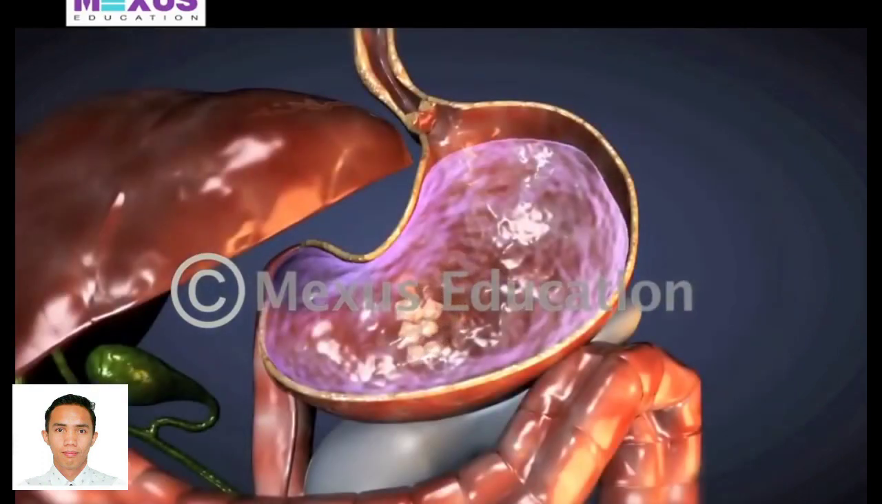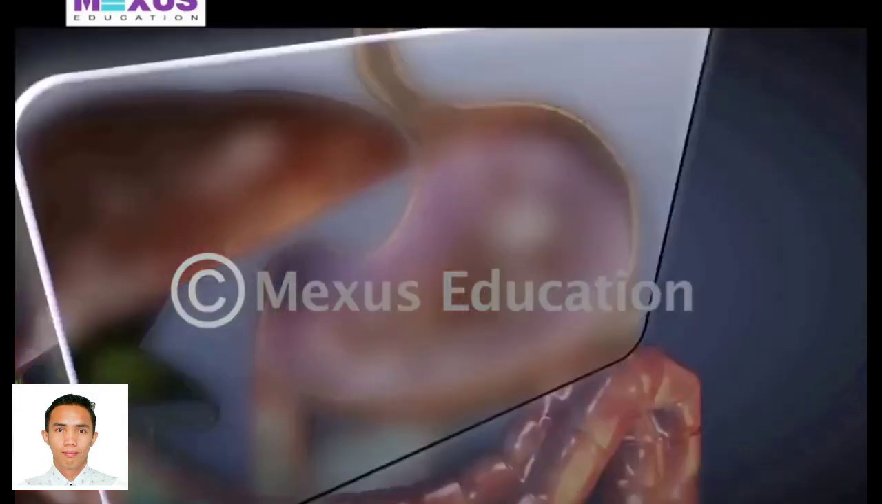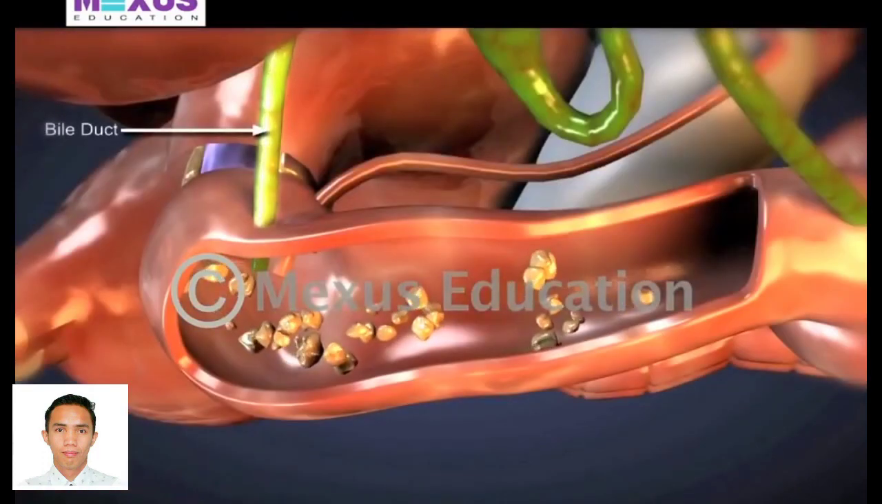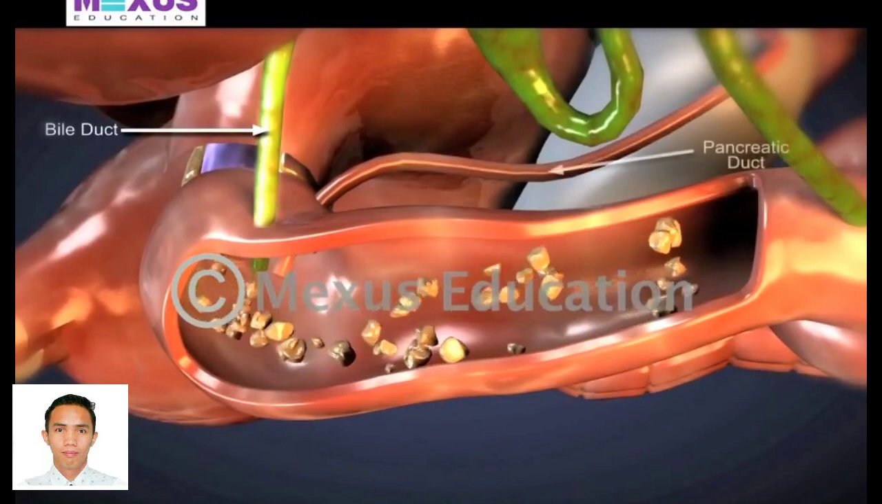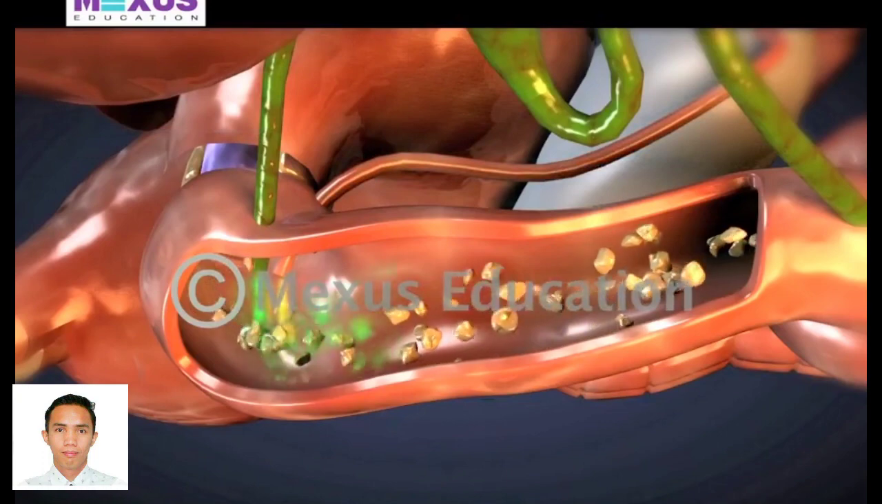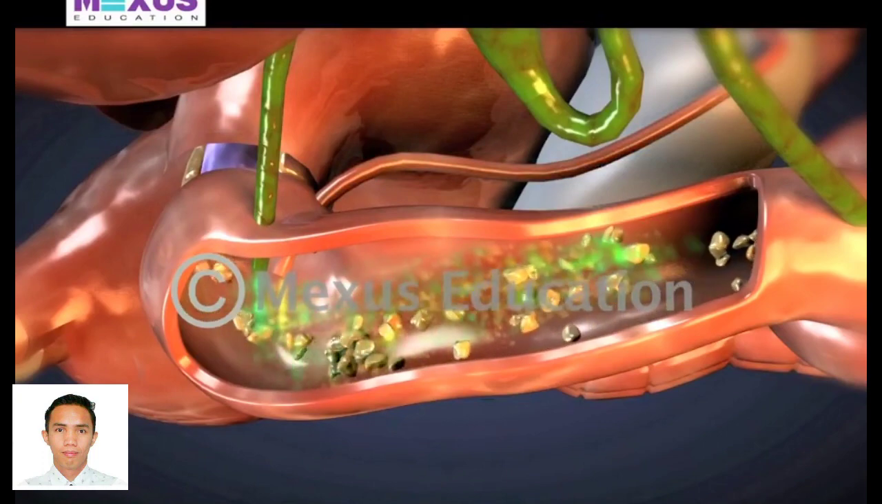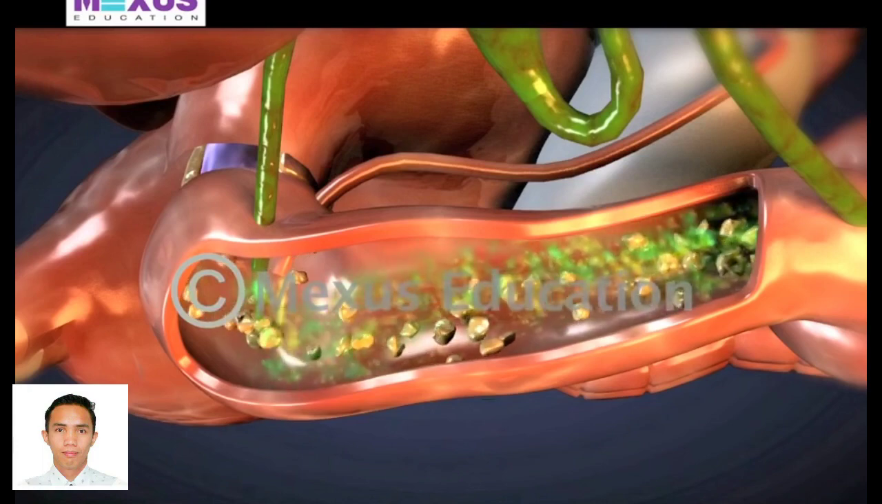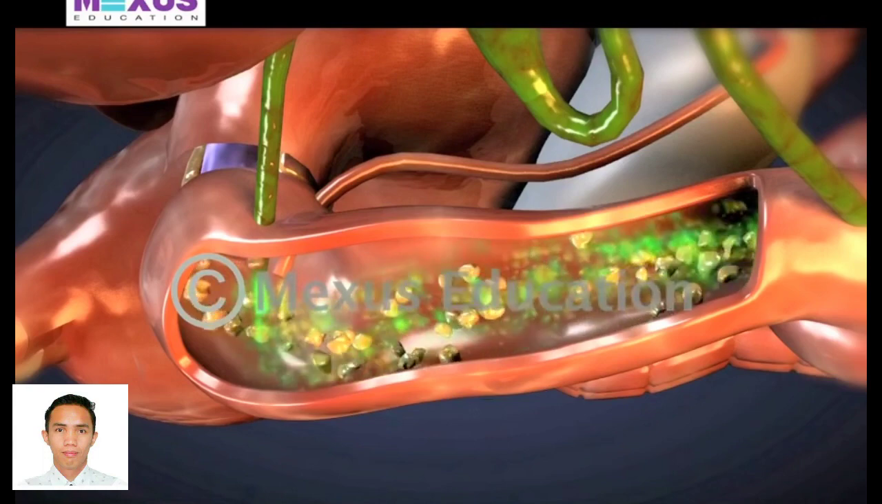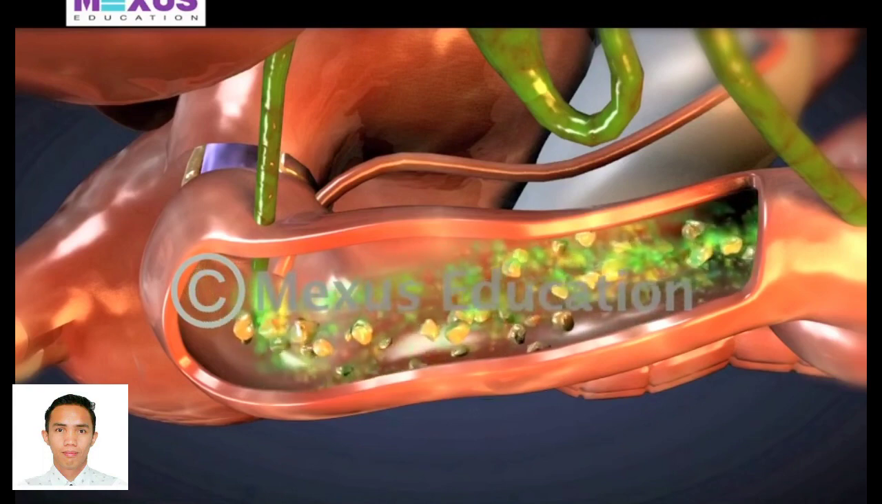This chyme exits the stomach through the pyloric sphincter and enters a part of the small intestine known as the duodenum. The bile duct from the liver and gallbladder and the pancreatic duct from the pancreas release their secretions into the duodenum. The bile helps in breaking down fats and the pancreatic juice breaks down other food particles. This aids in the further digestion of food.